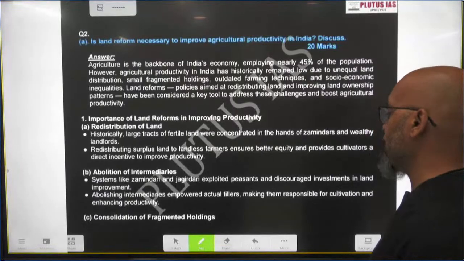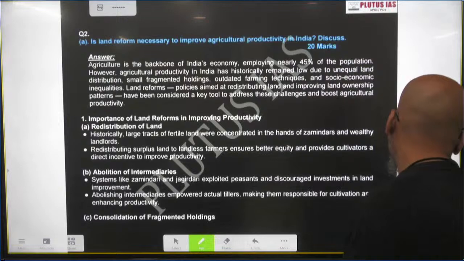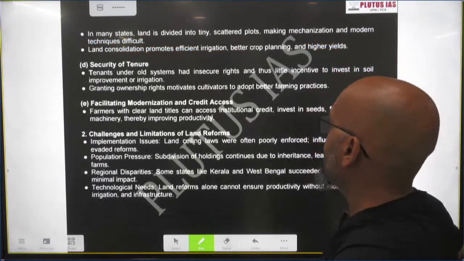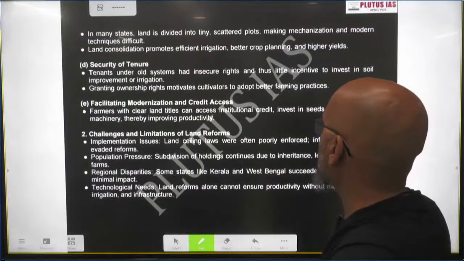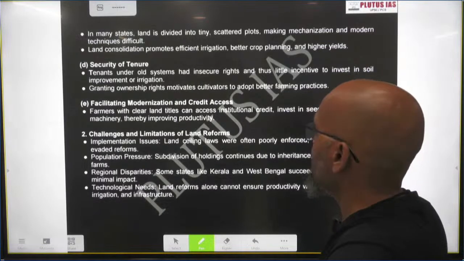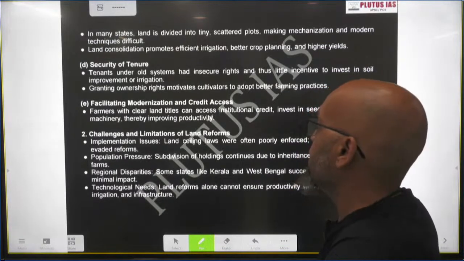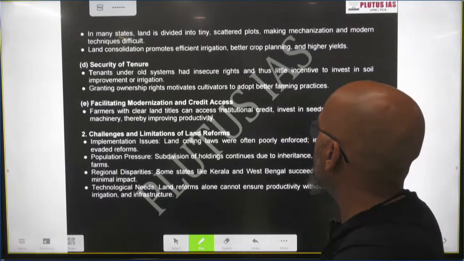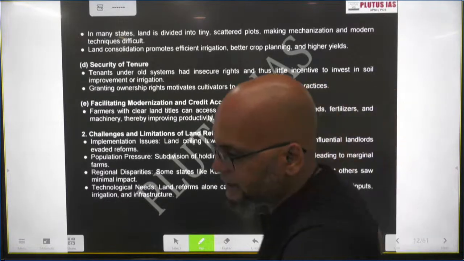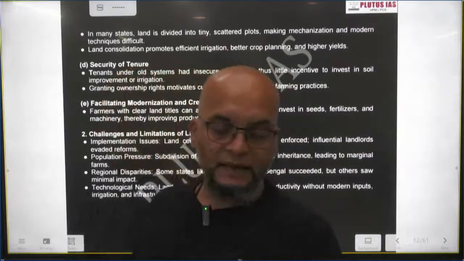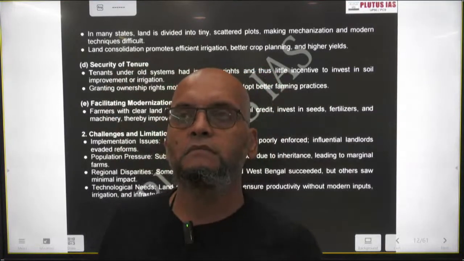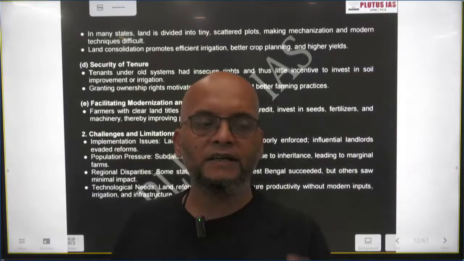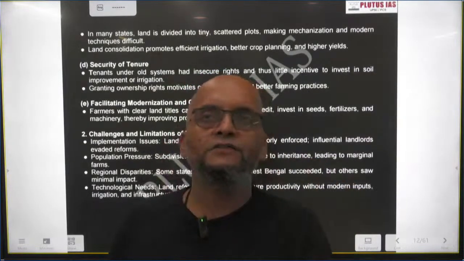Consolidation of fragmented holdings. In many states, land is divided into tiny scattered plots, making mechanization and modern techniques difficult. Land consolidation promotes efficient irrigation, better crop planning, and higher yield. So what happened, guys, is that the land was divided in such a way that there were small fragments of land.